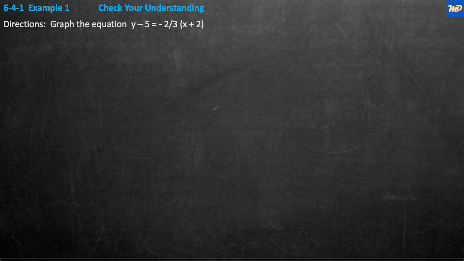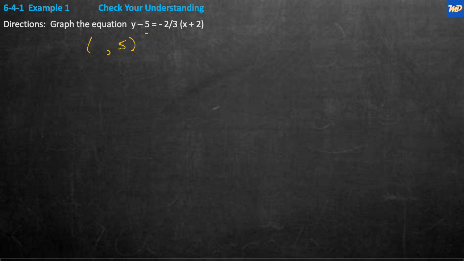Okay, I'm assuming that you've stopped and you've paused and you've tried this, and now we're back together. So let's do it. So let's look. What do we have here? We have a negative 5, and so you know it's y minus 5. And that's our y value. So I'm going to say 5. I'll put a comma right there.